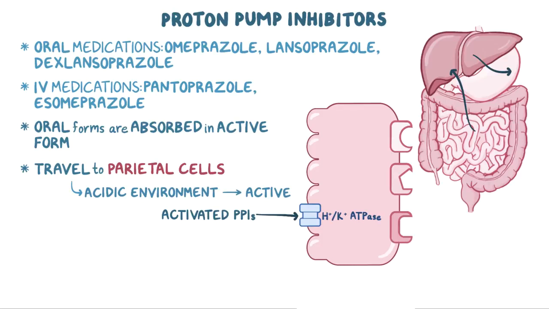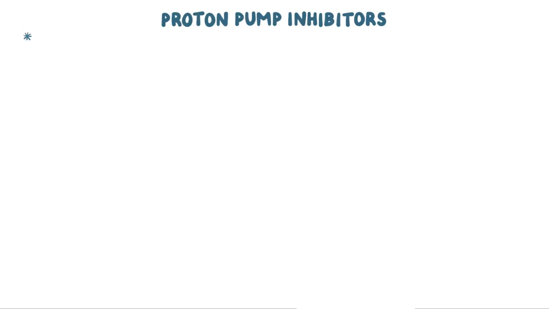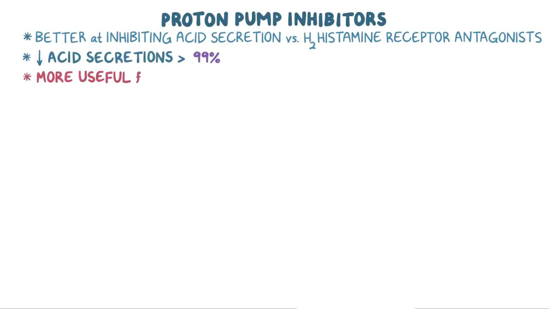Since the proton pump is the terminal step in acid secretion, proton pump inhibitors are better at inhibiting acid secretion than H2 histamine receptor antagonists, with a decrease of up to 99% of gastric acid secretions. Because of this, they are more useful for the treatment of Zollinger-Ellison syndrome, which is caused by excess gastrin.